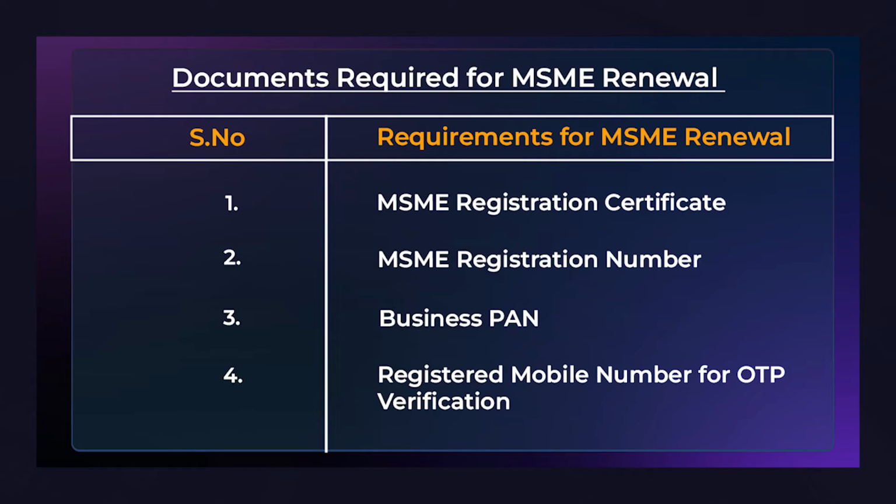Number 1. Make sure you have the original MSME registration certificate that needs to be renewed. Number 2. Your Udyam registration number is required to access the renewal form. Number 3. Your business must have a PAN and the PAN details must be updated on the certificate. And lastly, number 4. Your original registered mobile number is needed for OTP verification. That's all you need to check before starting the MSME renewal process.